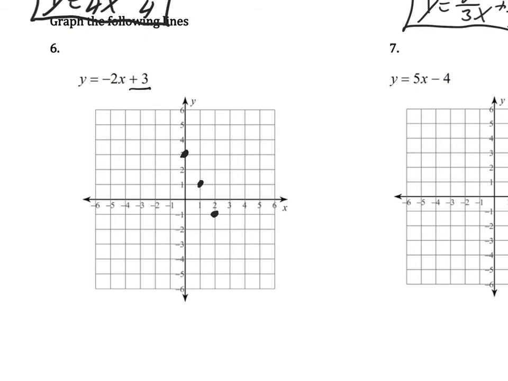You can do as many of these points as you want. You have to have at least 2. Then you just draw your straight line through it. I missed the points, but you guys get it. Done. That line is done.